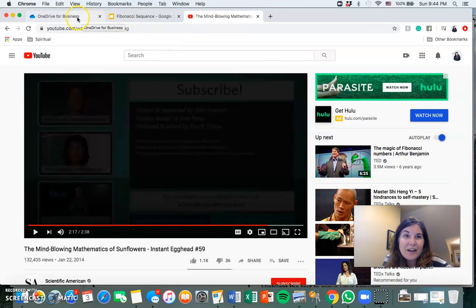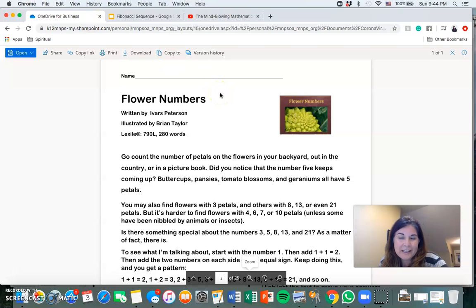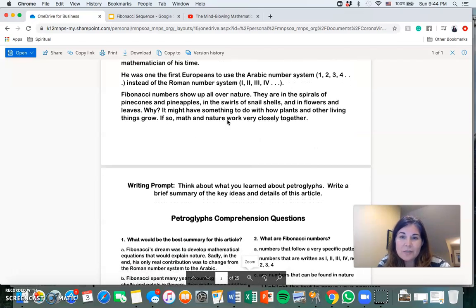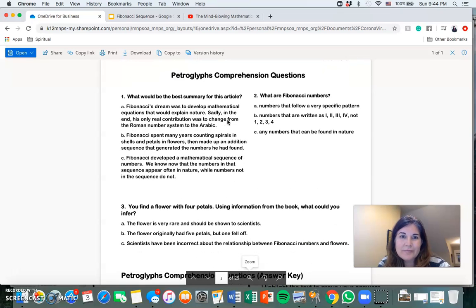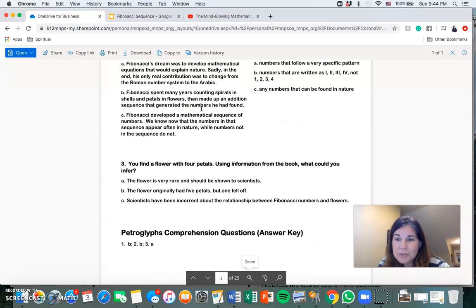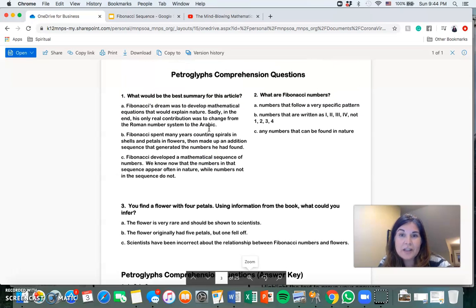So I would like you to get your packets or pull this up online. This is the article that we are going to read. And I don't know if you've looked through it yet, but if you were paying attention, there is a big typo down here at the bottom. It says petroglyphs, comprehension questions. And we know that we did the petroglyphs last week with Miss Morrow. So that didn't get changed. And also, don't always believe the answer key, because I'm going to tell you right now that the answer key is not correct. So we're going to go over that here in a little bit.